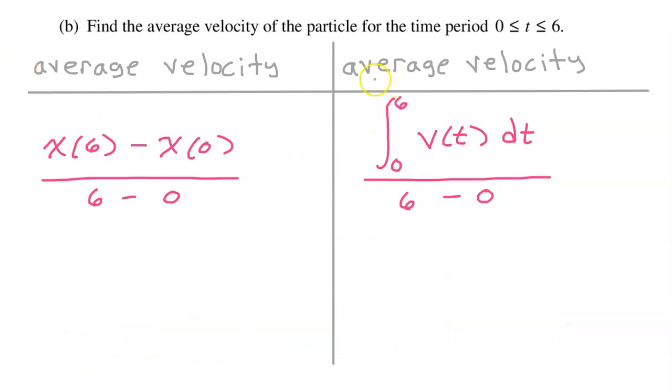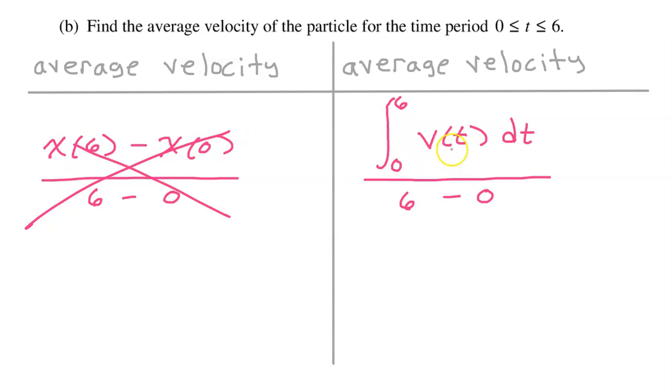If we want to calculate the average velocity for the time period from 0 to 6, that means that the a value is 0 and the b value is 6. So we have this and we have this. Which method are we going to use for this problem? Well, in the setup, they gave us a formula for velocity and for acceleration. They did not give us a formula for position. So we can't really use this one.